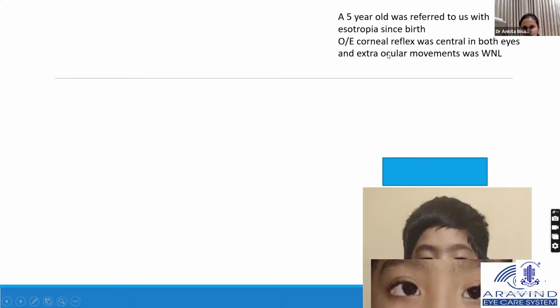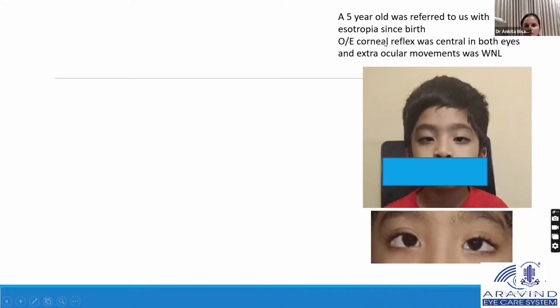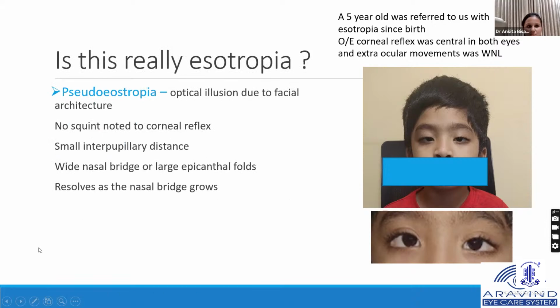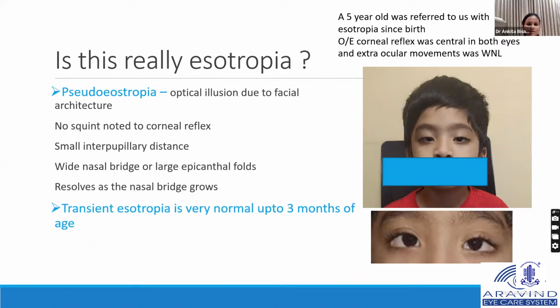So here is a child who presented, a 5-year-old child who was referred to us with esotropia. But the corneal reflex was central in both the eyes and extraocular movements were within normal limits. Is this really esotropia? No, it is actually pseudo-esotropia, which is an optical illusion due to facial architecture. No squint noted to corneal reflex. These are commonly encountered with children with small interpupillary distance, wide nasal bridge or larger epicanthal folds, and resolves as the nasal bridge grows. Also, transient esotropia is very normal up to 3 months of age, as RK sir had pointed out, that fixation usually begins after 3 months of age.